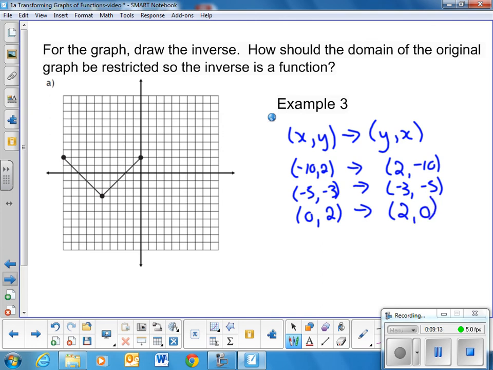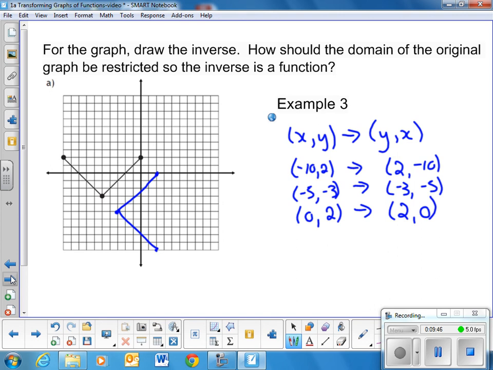Graphing (2, -10), (-3, -5), (2, 0). And so here is our inverse. I know that the inverse is not a function because if I draw a horizontal line through the original, it cuts in 2 spots. So that tells me that the inverse is not a function.